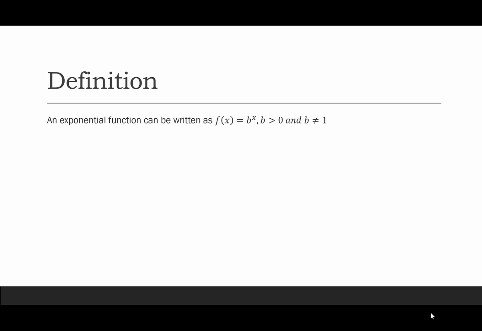Basically an exponential function is anything we can write as f of x equals b to the x. But here, b is a number, so b is not a variable, it's going to be a number. We'll put in 2, 3, 4, whatever. It's important that that number b is greater than 0 and it is not equal to 1.